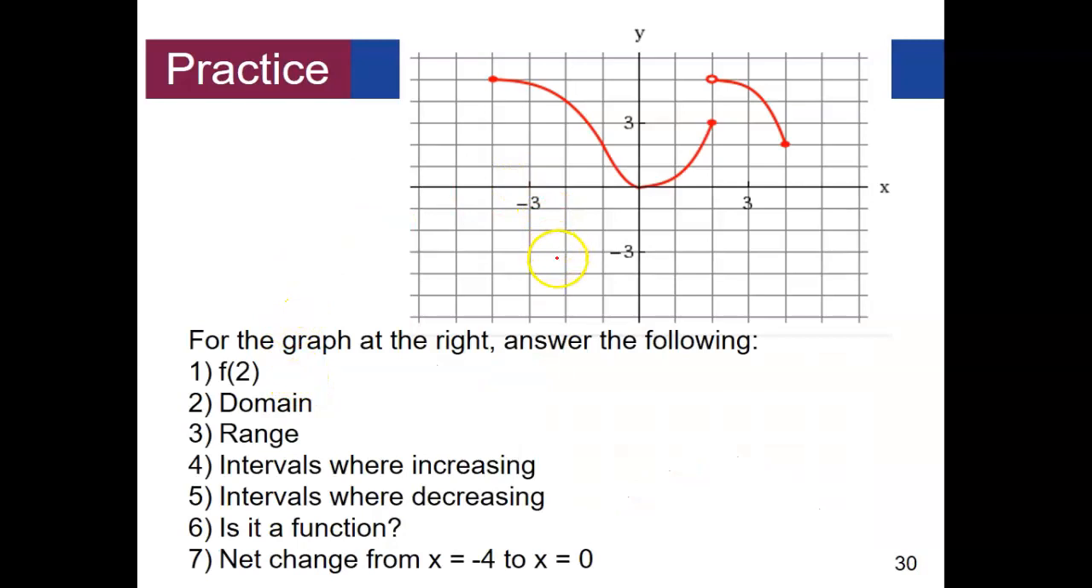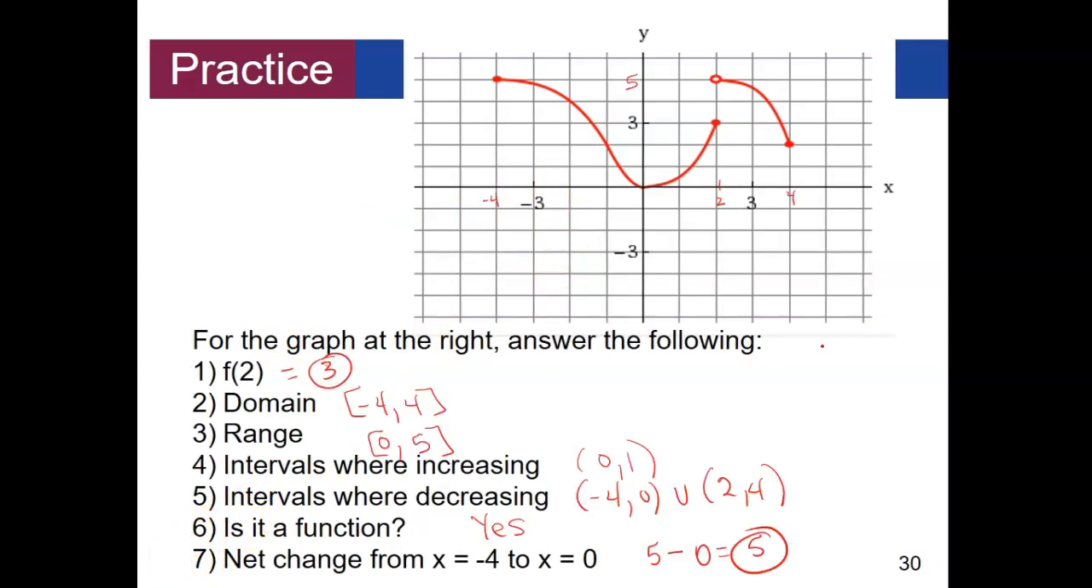Okay, here's one for you to practice on, and then you can check your work. These are the answers that you should have gotten here. F of 2 is 3, because we're going to go by the closed circle, not the open circle. The domain, when we look at it from left to right, starts at -4 and ends at 4, and every value is covered in between.